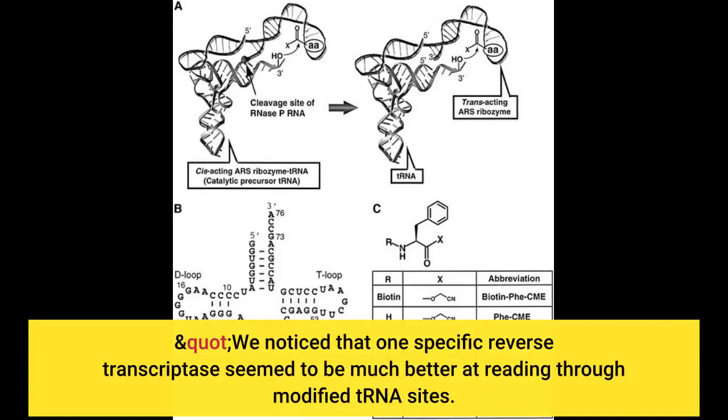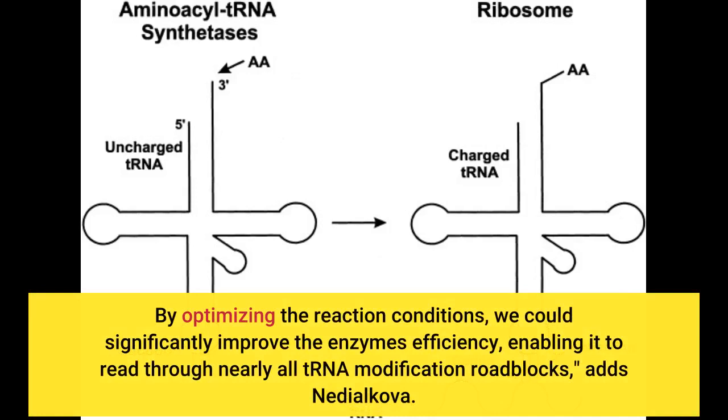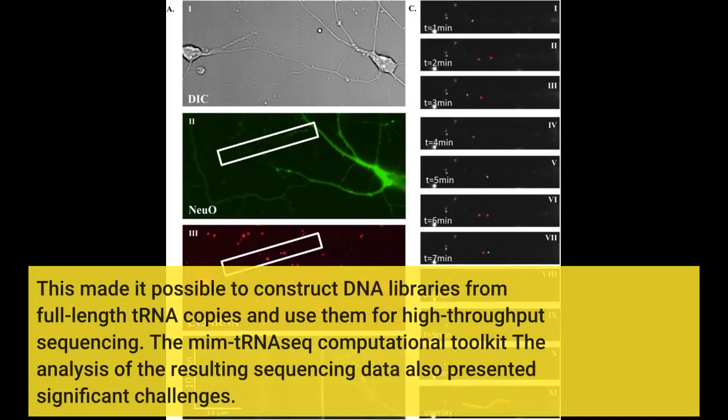We noticed that one specific reverse transcriptase seemed to be much better at reading through modified tRNA sites. By optimizing the reaction conditions, we could significantly improve the enzyme's efficiency, enabling it to read through nearly all tRNA modification roadblocks, adds Nedyalkova. This made it possible to construct DNA libraries from full-length tRNA copies and use them for high-throughput sequencing.